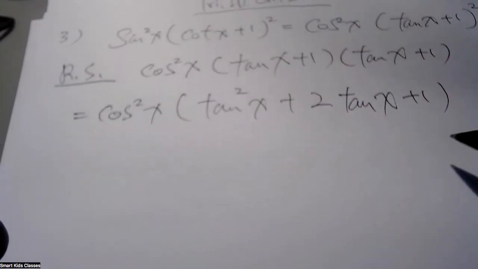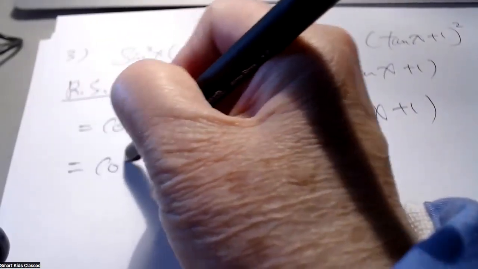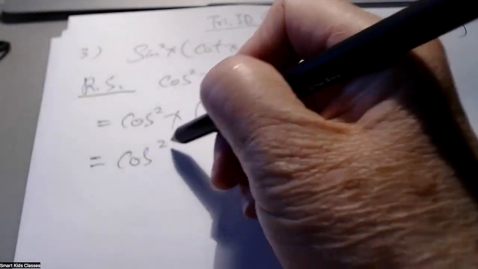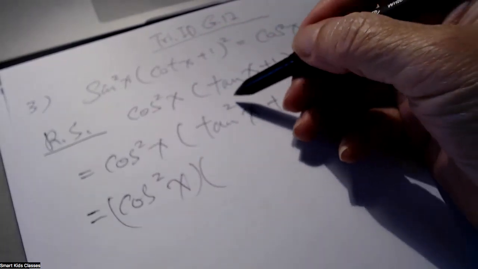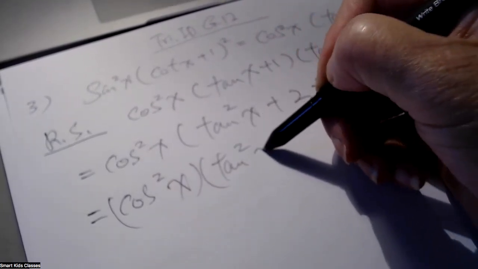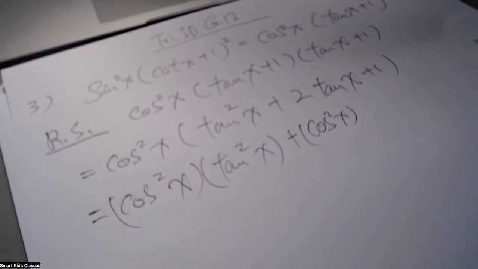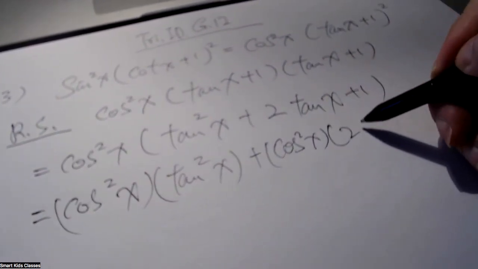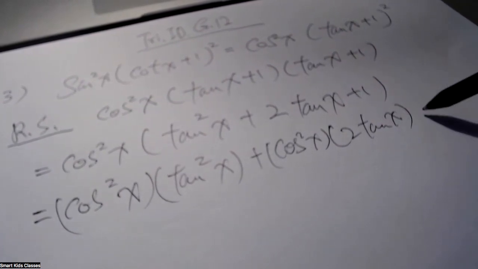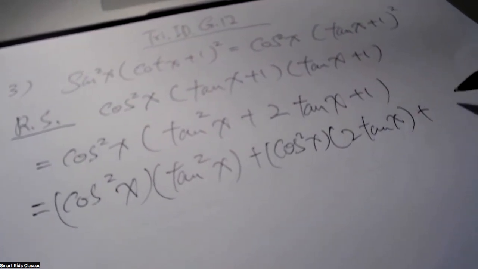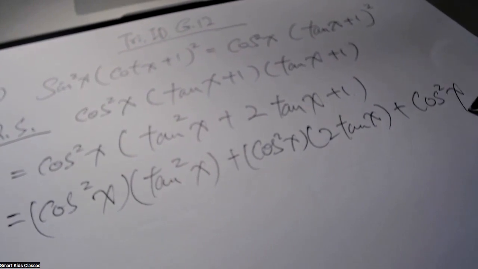Now we're going to do distribution. So equal cosine square x. I'm going to move the camera. Yeah, on this side, you can see it clearly. So, and then one term: times the tan square x. Now addition. So cosine square x times the 2 tan x. And the last one is a singular term, times 1, which becomes cosine square x.